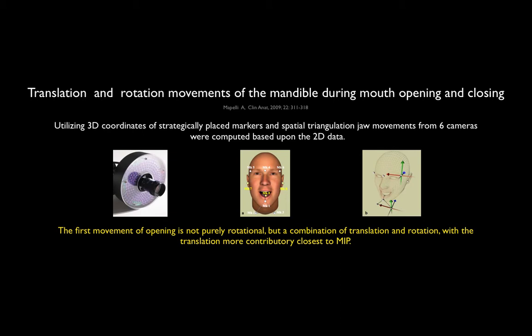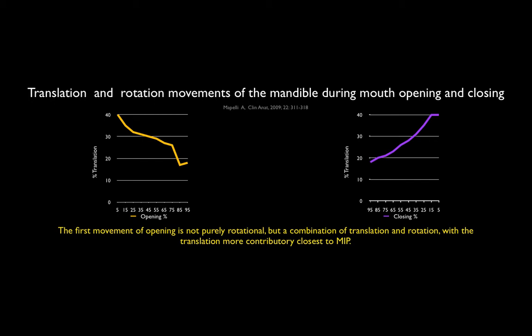Mapelli, using 3D coordinates of strategically placed markers and using 6 different cameras to triangulate, clearly showed that the first movement of opening is not purely rotational, but a combination of translation and rotation, with translation being most contributory, closest to MIP in both opening and closing.